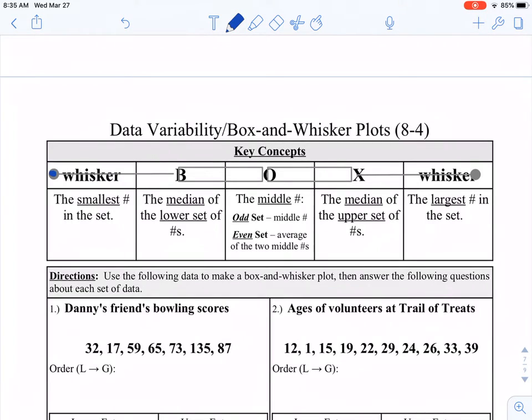Hello, my 7th graders. So today we're going to complete the box and whisker plot notes, which you've already learned the concept of, so this shouldn't be too bad. There are 5 important numbers that we need to concern ourselves with.